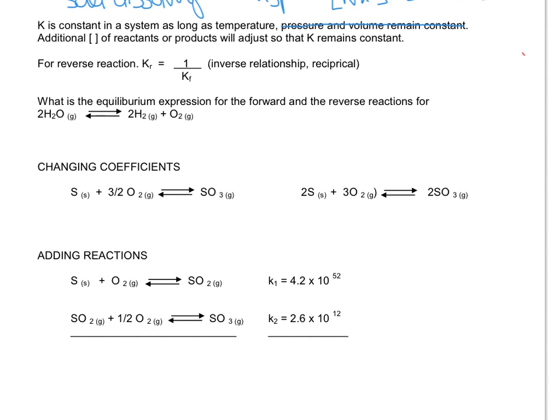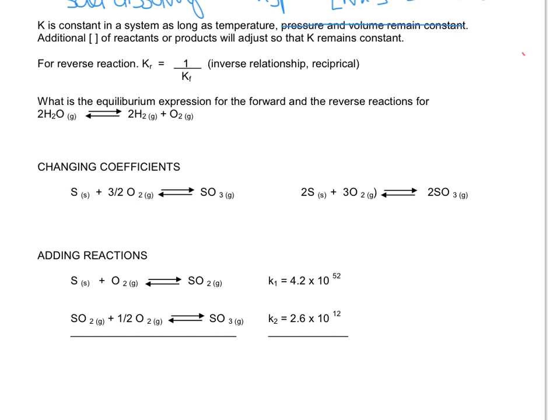K remains constant at the same temperature. If you change the temperature, K changes. If you change the pressure or the volume, K does not change accordingly. So if you have additional reactants or products, if you change the concentration, K will remain the same. So K remains the same always unless you change the temperature. Temperature is the only thing that will change it.